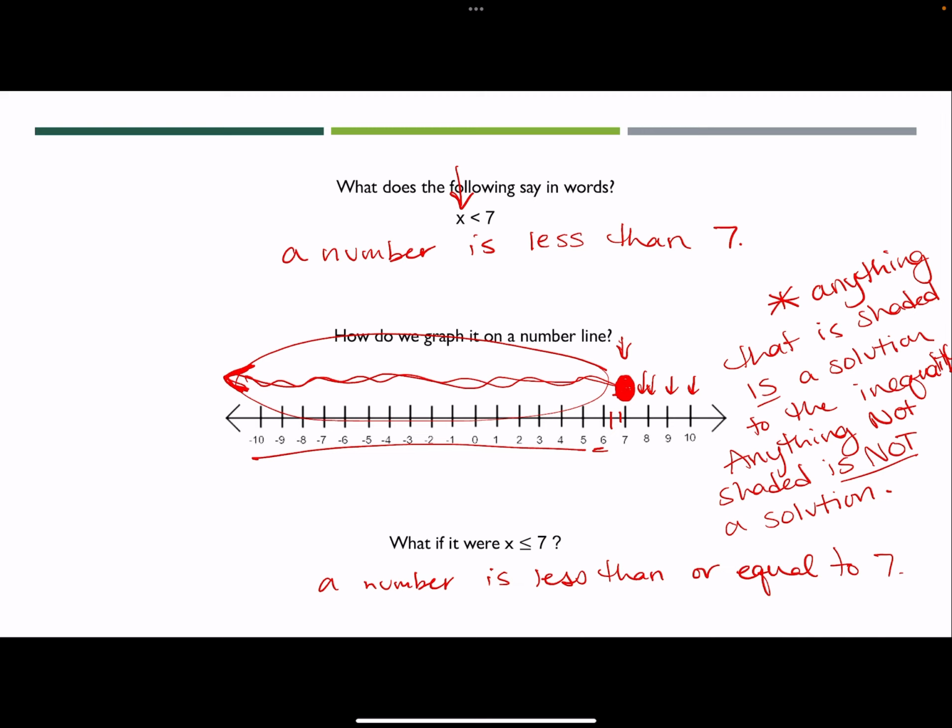And the same idea with the open circle. We set up here with x is less than 7, I would use an open circle. In other words, the circle isn't shaded in. But if it's x is less than or equal to 7, we would use the closed circle so it's shaded in. It is a solution. All right?